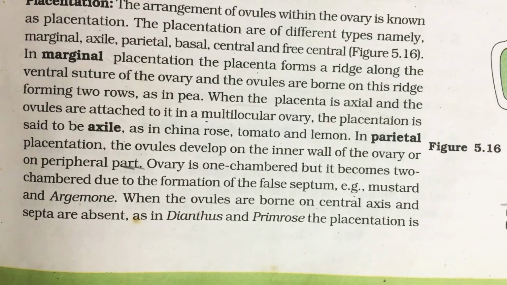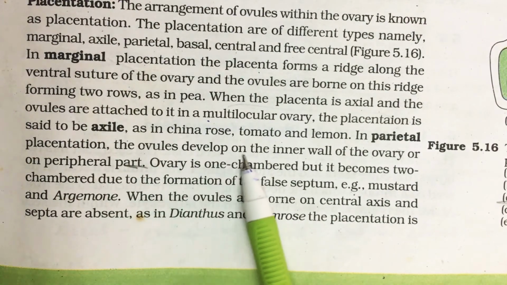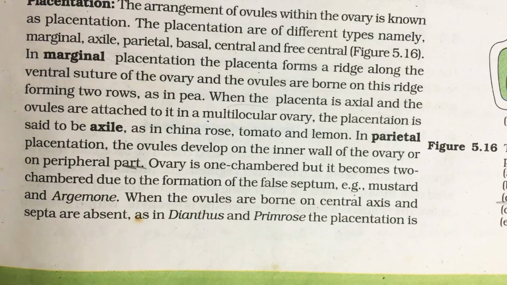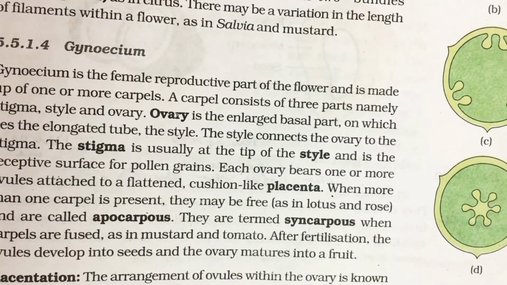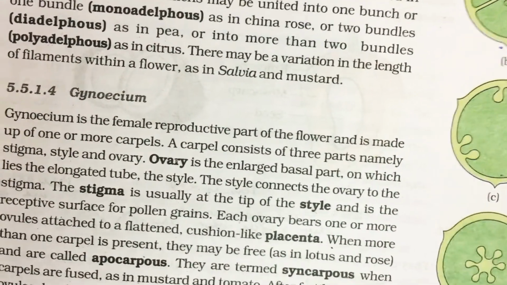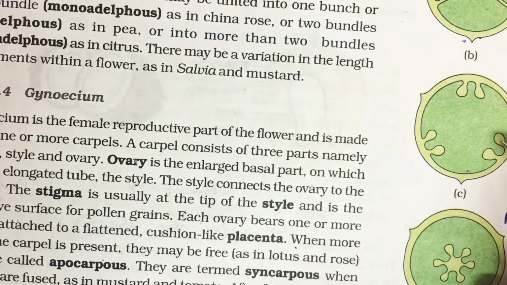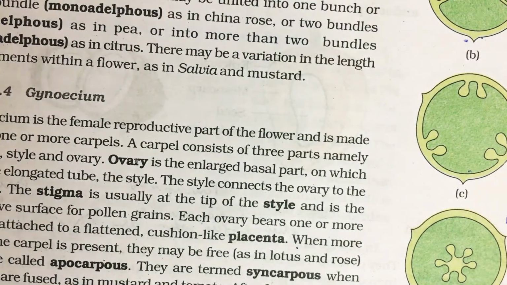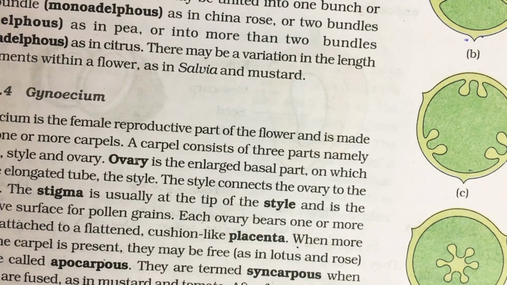In parietal placentation, the ovules develop on the inner wall of the ovary or the peripheral part. As in the case of parietal placentation, the ovules are present on the periphery, on the side wall. This is in the case of mustard.